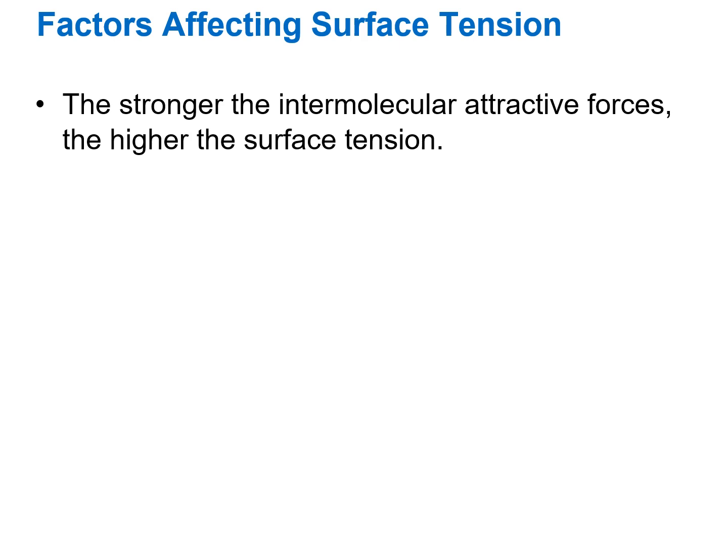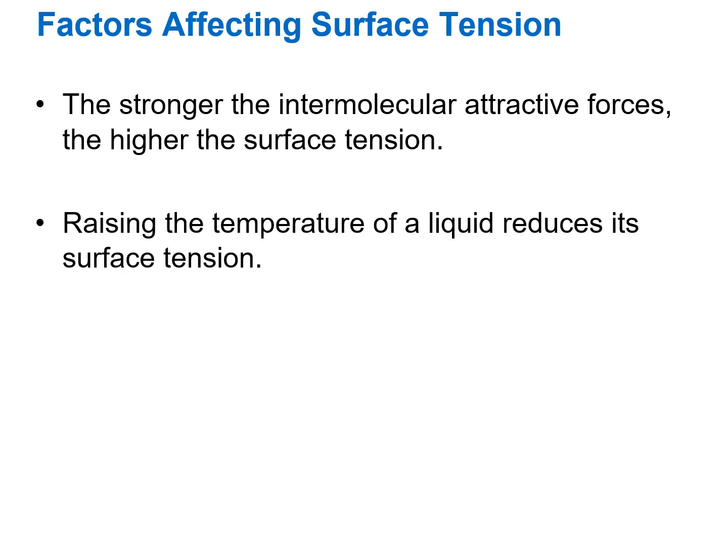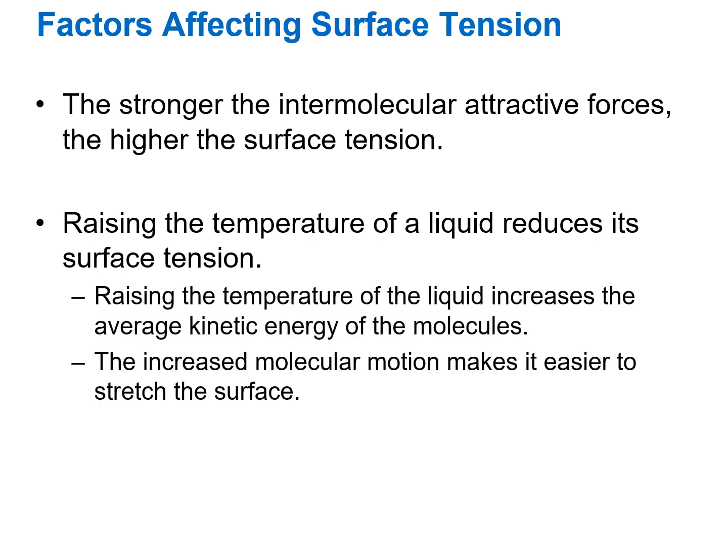So what we just saw on the previous slide was that the stronger the intermolecular force, the higher the surface tension. But we also made a note that at room temperature, so temperature comes into play here as well. So what could we say about temperature? Well, we could say that raising the temperature of a liquid is going to reduce its surface tension. And if you've ever watched water boil, you can see that that is the truth. So raising the temperature of a liquid is going to increase the average kinetic energy of the molecules, and this increased molecular motion is going to make it easier to disrupt those intermolecular forces and stretch out that surface area. So this is why raising the temperature is going to reduce surface tension.